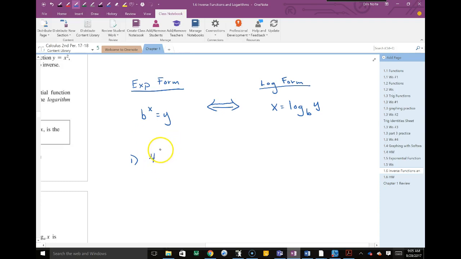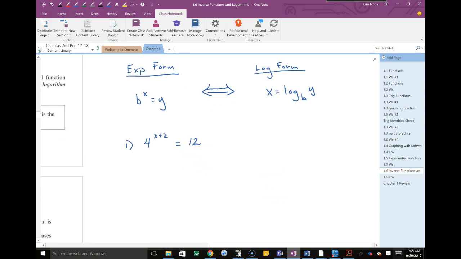4 to the x plus 2 equals 12. Okay, so this is kind of like what you saw on that problem. Well, those 20s, I don't remember what they were, but let's say you couldn't rewrite those bases. How would you solve this equation? Okay, x plus 2, the exponent equals? Base 4. Good, the log base 4 of 12.